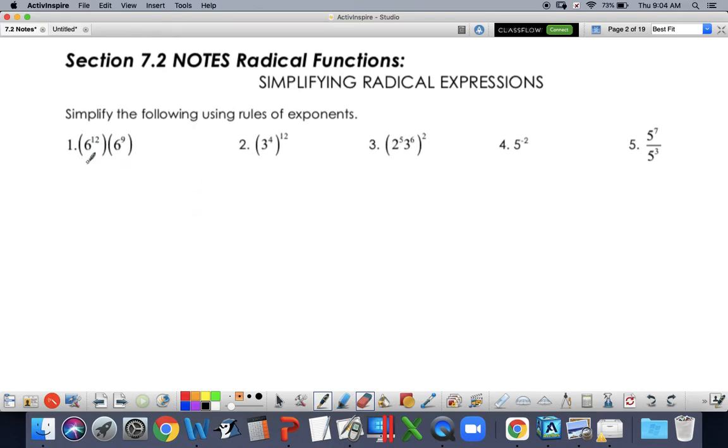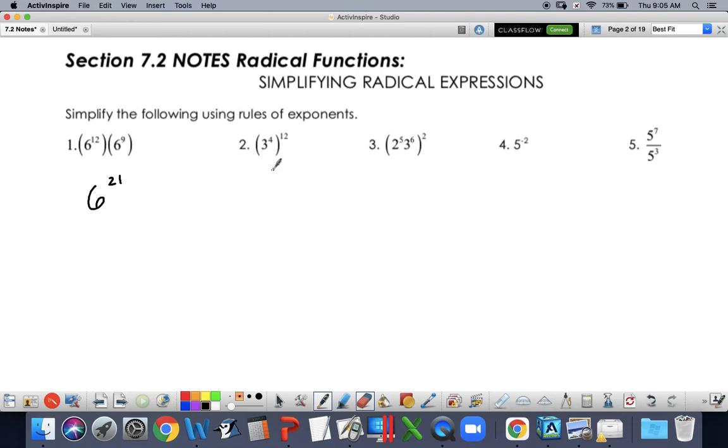So when I have two numbers that I'm multiplying that have the same base, it's really important that they have the same base. If they do not have the same base, you cannot use any kind of rule to simplify them. So when I have two numbers that I'm multiplying here, and you'll hear me say this a lot in this unit, I keep the base and add the exponents. So I'm going to keep the base and add these two exponents. 12 plus 9 is 21.